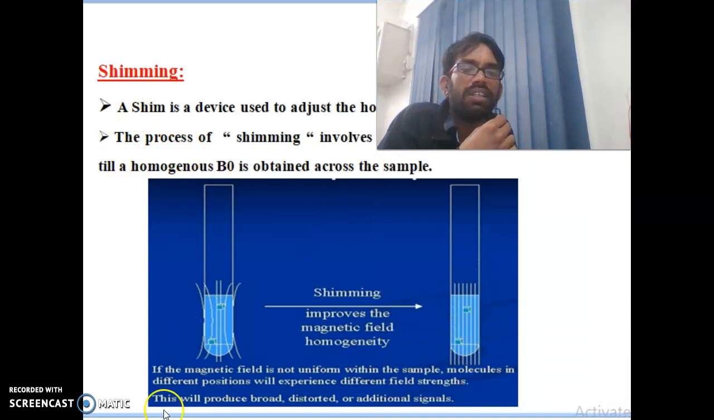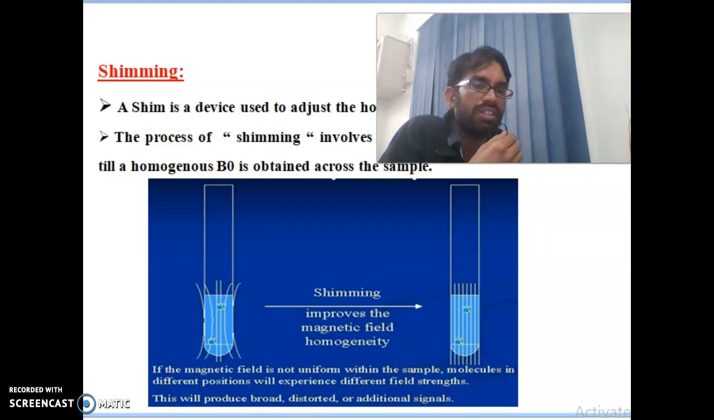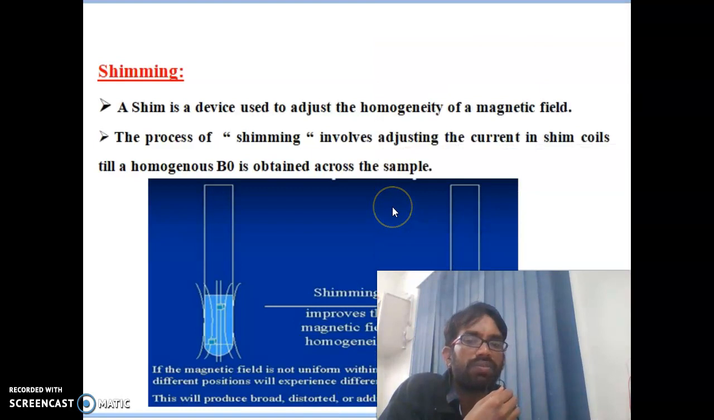You can see here that shimming improves the magnetic field homogeneity if the sample is not uniform. If the magnetic field is not uniform within the sample, the molecules in different positions will experience different field strengths. So this will produce broad, distorted and additional signals. This is called shimming.